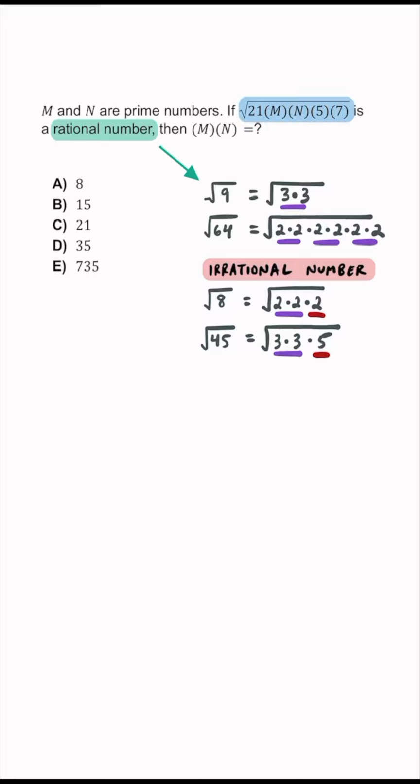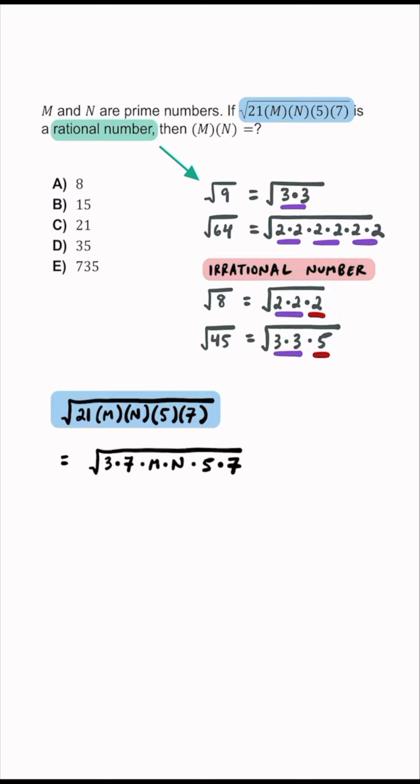Now that we've gone over some background, let's take a look at the expression that we're working with. In order for this expression to be rational, we need to make sure we have pairs of these prime factors. 5 and 7 are already prime, so let's take a look at this 21, which we can break up into 3 times 7. Breaking up 21 into 3 times 7, notice that we have a bunch of prime numbers now.